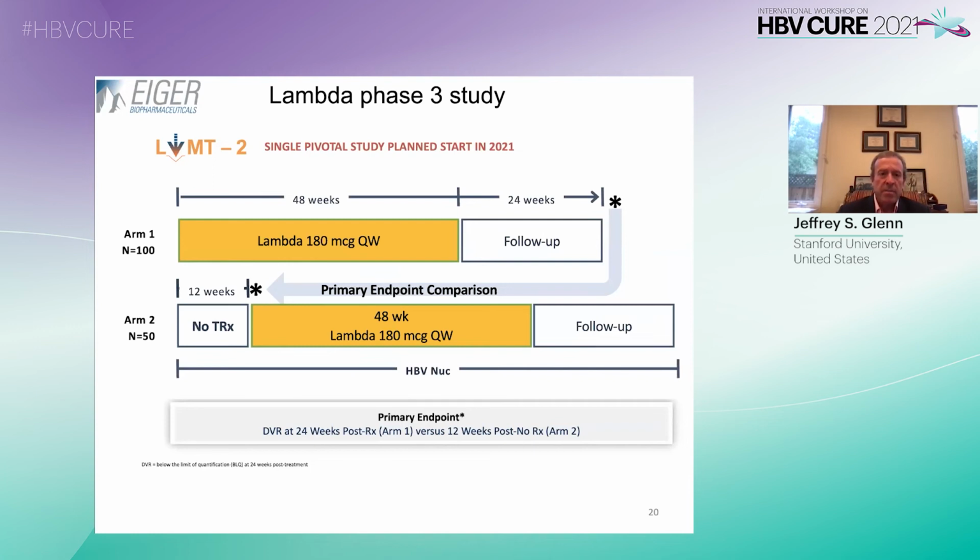And this has now set up the phase 3 registration study of interferon lambda, which is starting this year, a relatively small study of 150 patients in 2 arms, looking at the same exact dosing regimen that was in the LIMIT-1 study, 48 weeks of interferon lambda. One third of the patients will have a delayed onset of treatment, providing a control arm, which will then be used as the primary endpoint comparison with the 24-week follow-up HDV RNA levels from the larger arm.